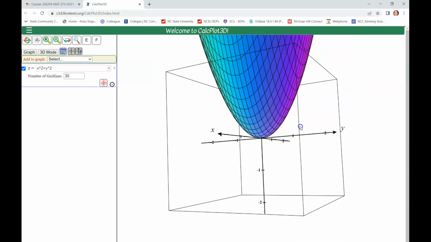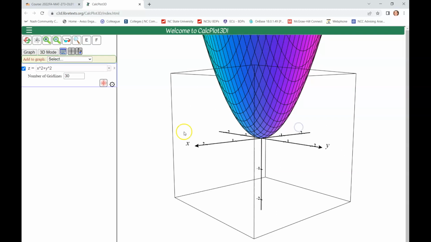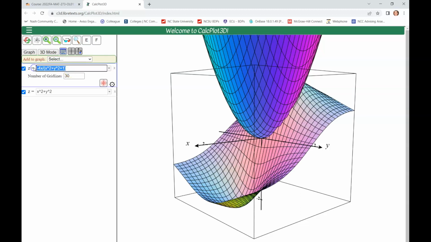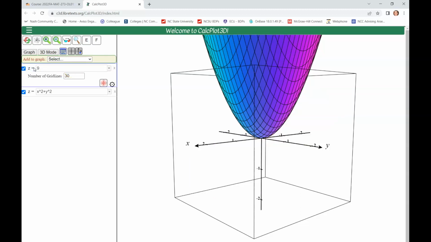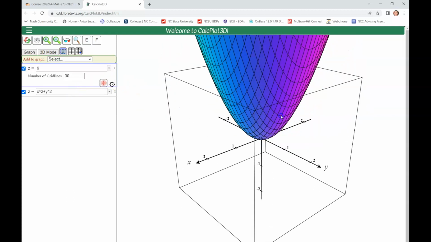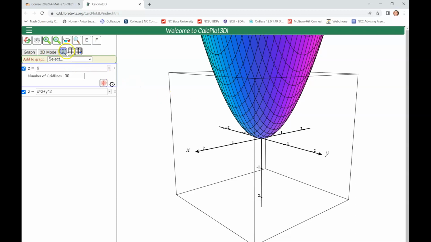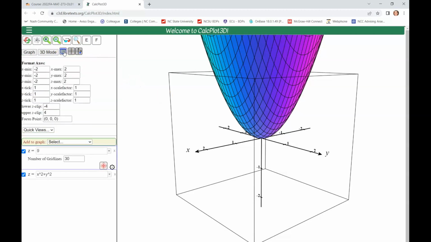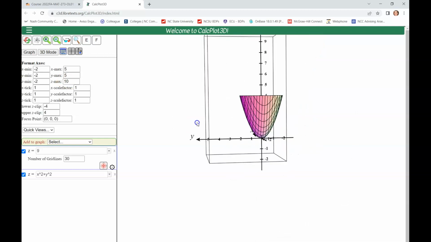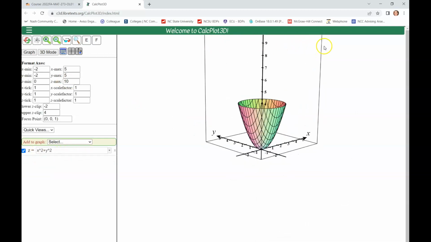So there's z equals x squared plus y squared. And let's add another function to the graph. This time we want it to be z equals 9. Right now, though, our graph doesn't go up to 9. So we need to change the range on our axes so that the z will go all the way up to 9. And I'm actually going to tell it to go to 10. So there's our paraboloid. Z equals 9 is a flat plane all the way up here at 9.